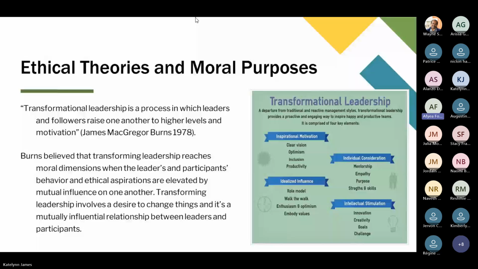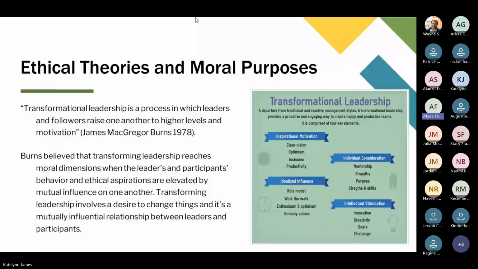James MacGregor Burns said that transformational leadership is a process in which leaders and followers raise one another to higher levels of motivation. Burns believed that transforming leadership reaches moral dimensions when leaders' and participants' behavior and ethical aspirations are elevated by mutual influence on one another. Transforming leadership involves a desire to change things, and it's a mutually influential relationship between leaders and participants.